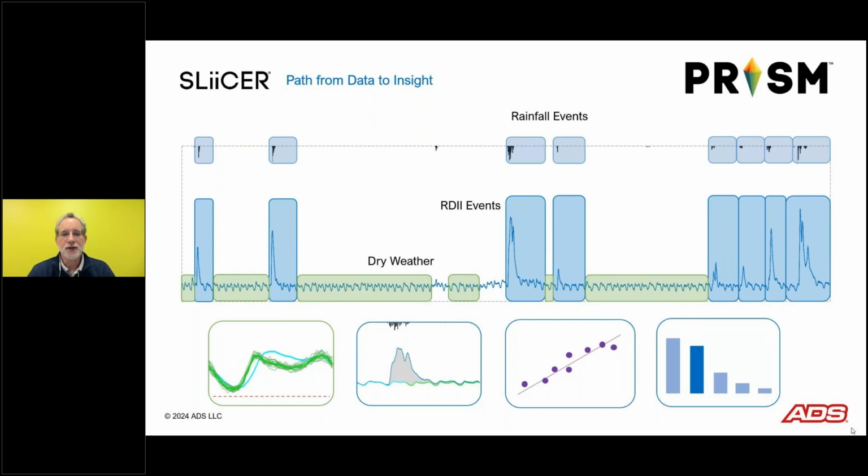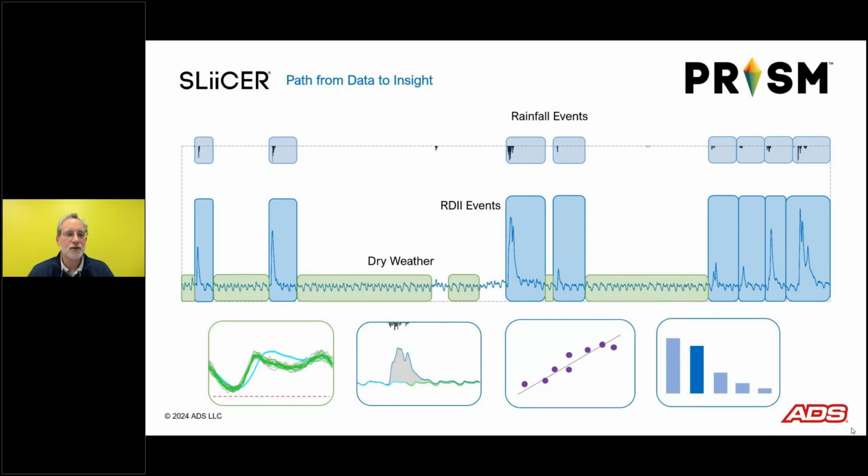But the very first thing we need to know in an I&I study is when did it rain, how much it rained, and what are the properties of those rain events. The next thing, if you look below this rainfall data, you see flow monitor data from a part of a sewer system. And you quickly notice that every time it rains, there is a response in the sewer system.